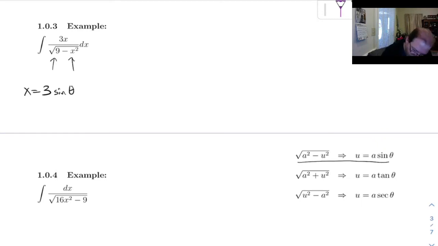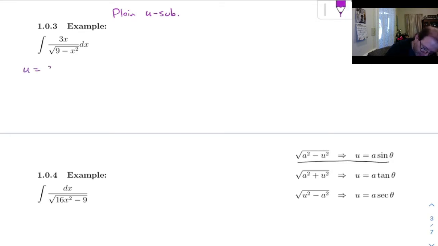But notice this. The thing under the radical is 9 minus x squared, and the derivative of that is going to be negative 2x. Well, that's a multiple of what's up here, which means we can use u substitution instead. And u substitution is much quicker. So let's do that here. We'll use plain u sub. So let me erase this under here.